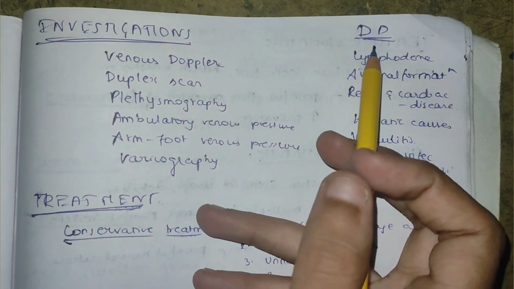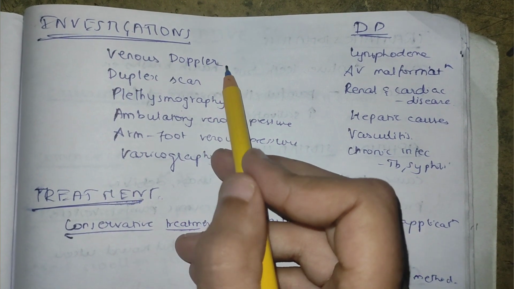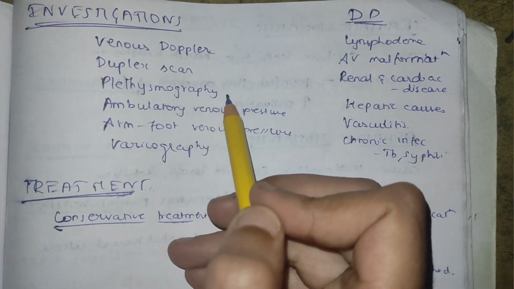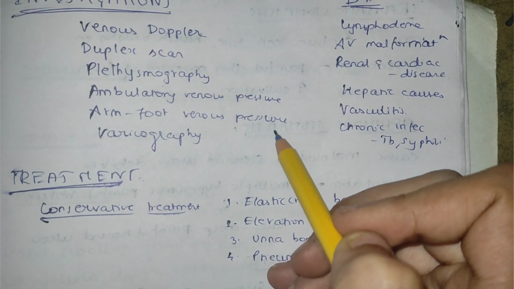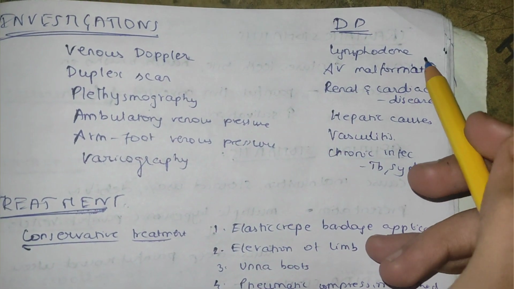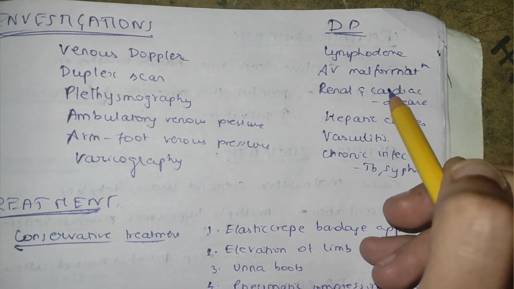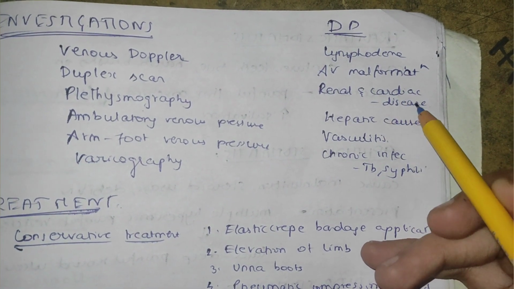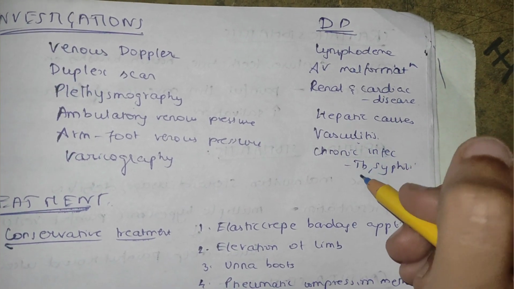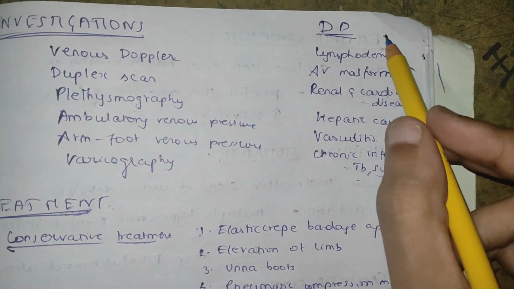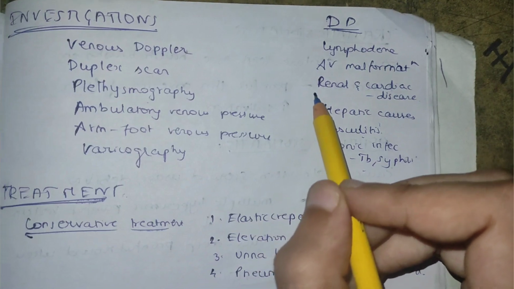Coming to investigations and differential diagnosis. Investigations include venous Doppler, duplex scan, plethysmography, ambulatory venous pressure, arm-foot venous pressure, and varicography. And differential diagnosis include lymphedema, arteriovenous malformations, renal and cardiac diseases, hepatic diseases, vasculitis, chronic infections like tuberculosis and syphilis. So these are the differential diagnosis and investigations.